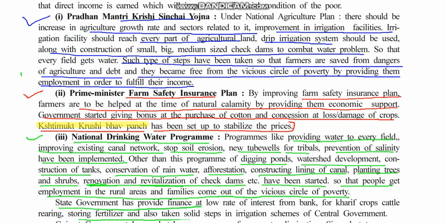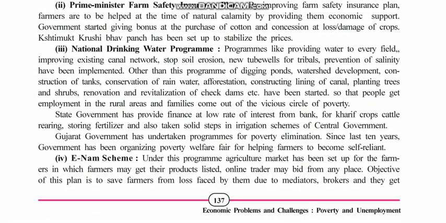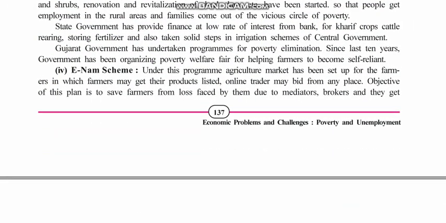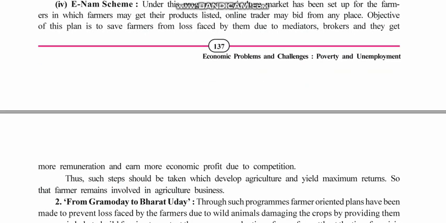State governments have provided finance at a low rate of interest through banks. The government is providing loans at very low rates to the farmers under all these schemes. They are providing loans for the kharif crop, for cattle rearing, and for storing fertilizers, which are some of the steps taken under this scheme by the central government. And this way the central government is helping the national water program to be more beneficial.